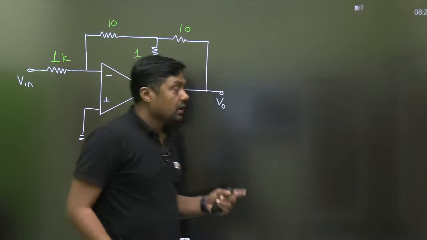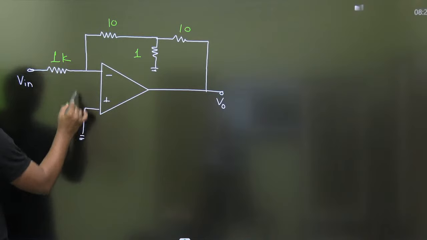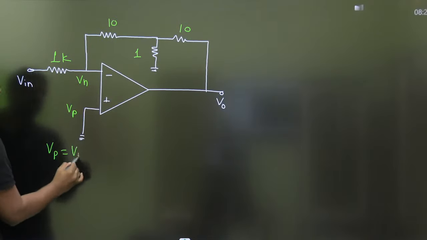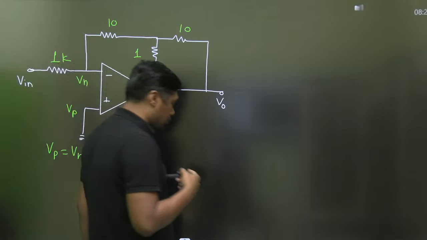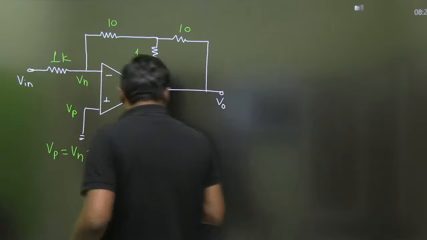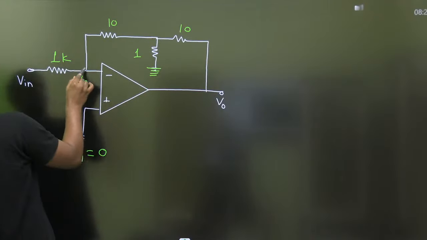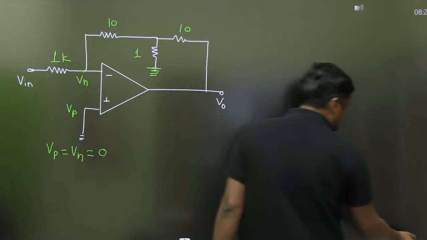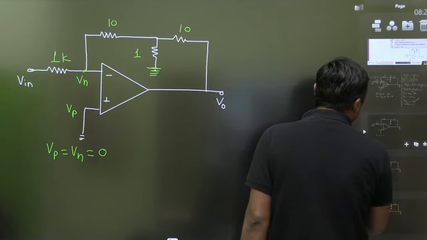Okay, everyone. Now this is the virtual short concept. So Vp is equal to Vn is equal to 0. A number of students will use this approach: since this term is 0, these two resistors are in parallel. Some students will use this concept, and now I am going to explain why it is wrong.